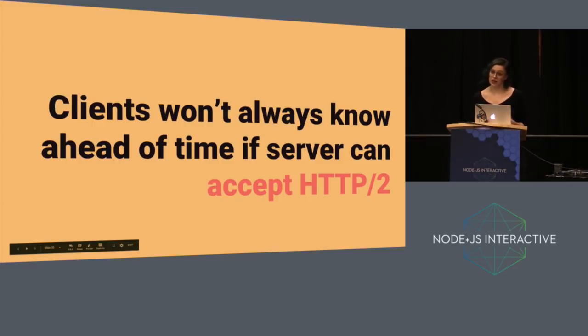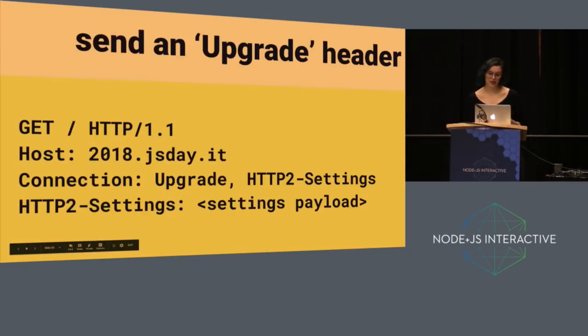Clients won't always know ahead of time if the server is able to accept HTTP2. So you can send over an upgrade header, letting the other endpoint know that you can, and would like to, handle this in HTTP2. And this is what it looks like.